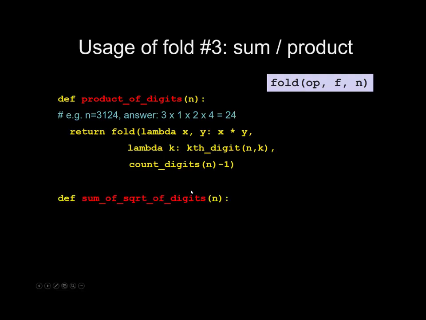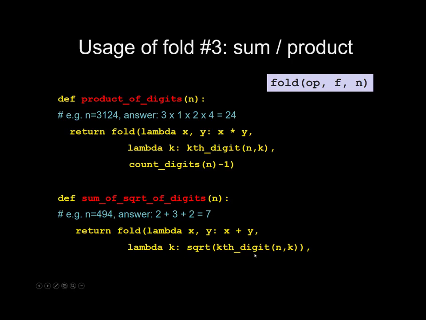Next, we want to do sum of square root of digits n. Example, n equal to 494, the answer is 2, square root of 4 is 2, square root of 9 is 3, square root of 4 is 2 again. So the answer is 7. So return for lambda x comma y colon x plus y. Again, this is a sum now. Lambda k is the function f that we want to deal with, and this time the function f is to get the kth digit and then square root it. And we are doing this for count digits number of times.